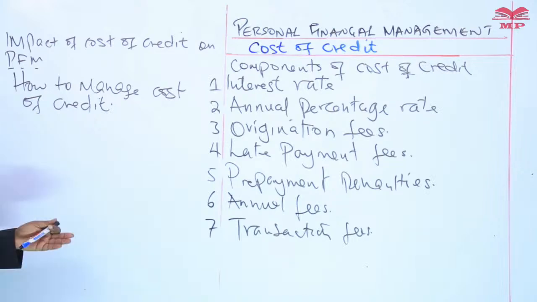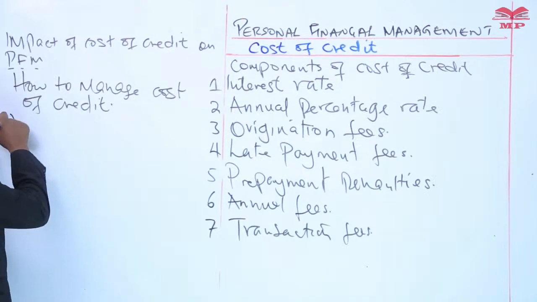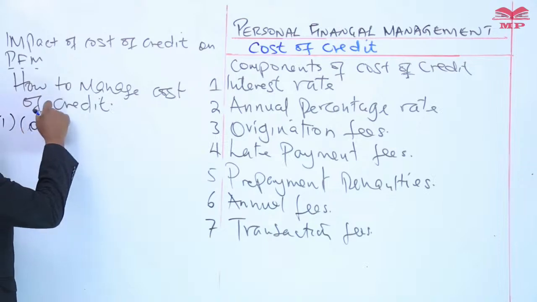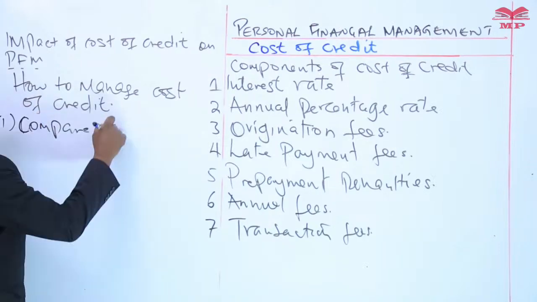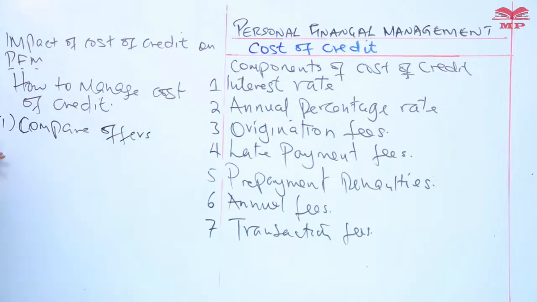So one way to manage cost of credit is to compare offers. First of all, before you take any loan, shop around and compare what different financial institutions are offering. Compare interest rates, compare the annual percentage rate, and compare the fees of different lenders before settling on a credit option.